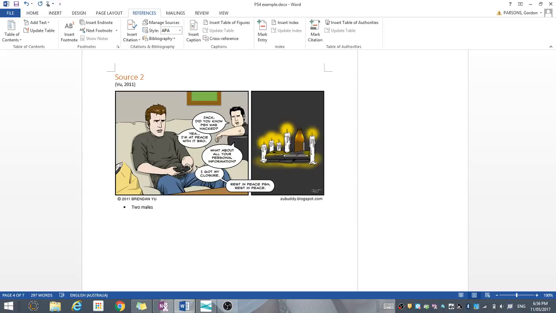I happen to think that maybe this suggests that the target audience of the cartoon is males. What else can we see? If you have a look here, we can see that the figure in the foreground is actually playing a console of some sort. I'm going to suggest he's playing a PS4, and I will explain why in a second.